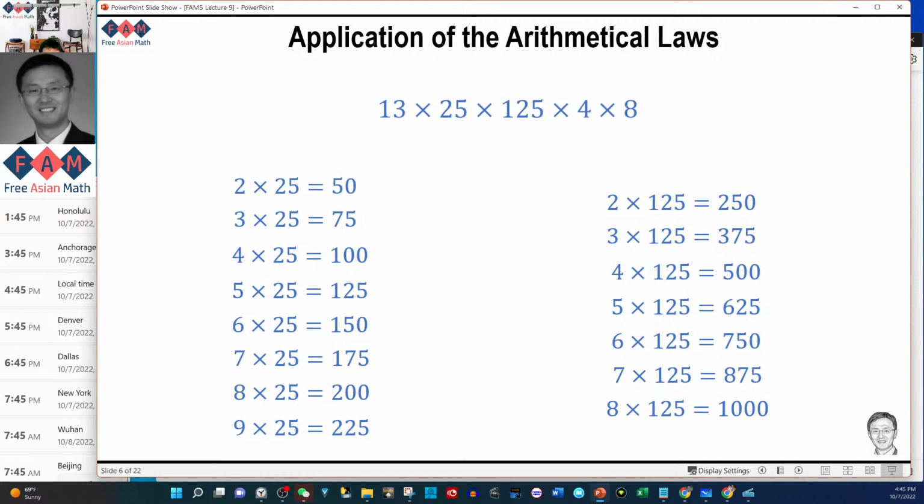That will be it. You don't have to continue this forever, but up to 9 times 25, 10 of course is a given. 10 times 25 is 250. So those 9, actually 8 facts should be properly memorized. On the right hand side, those are the multiples of 125. You should also memorize those facts.